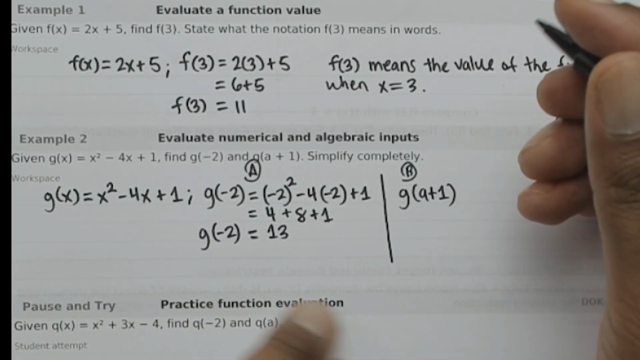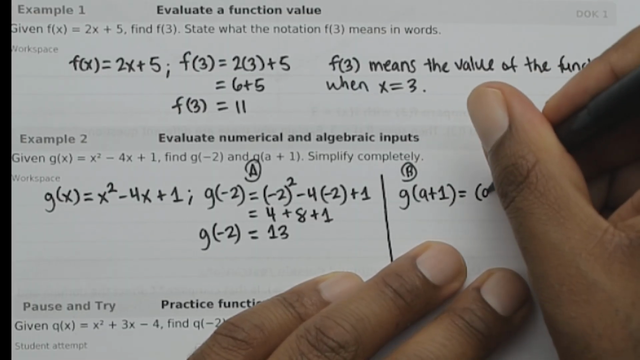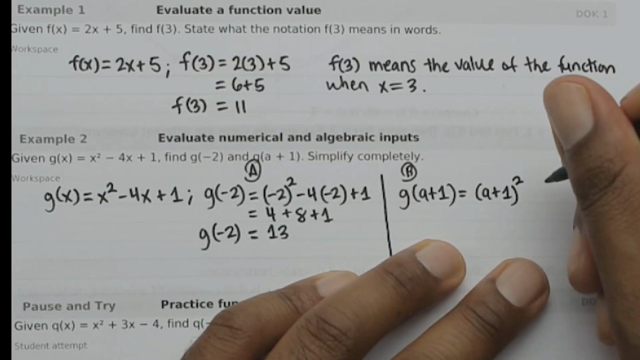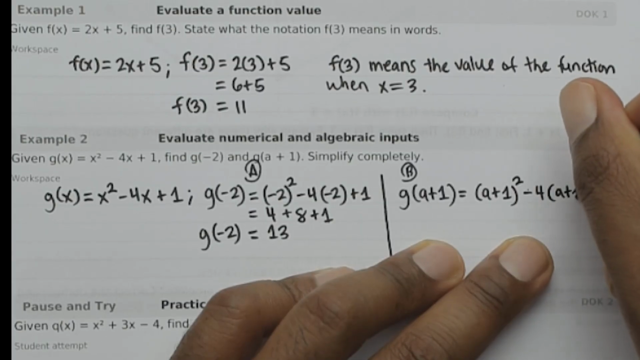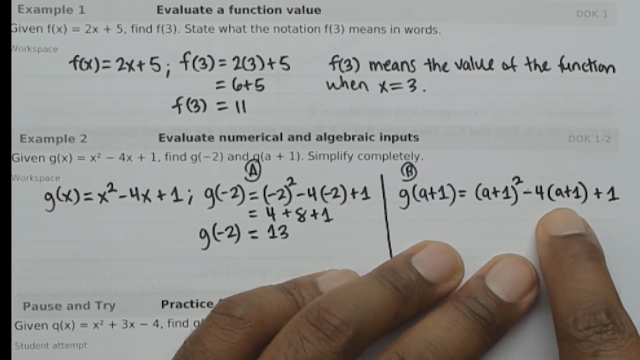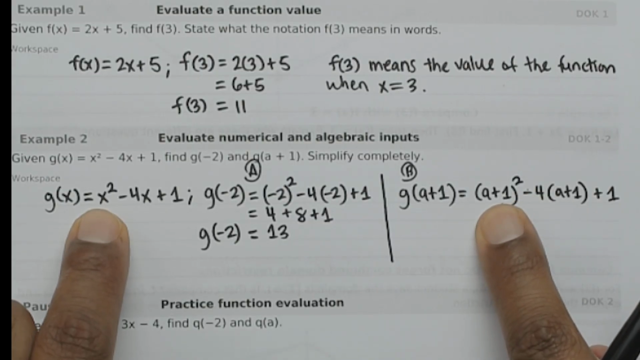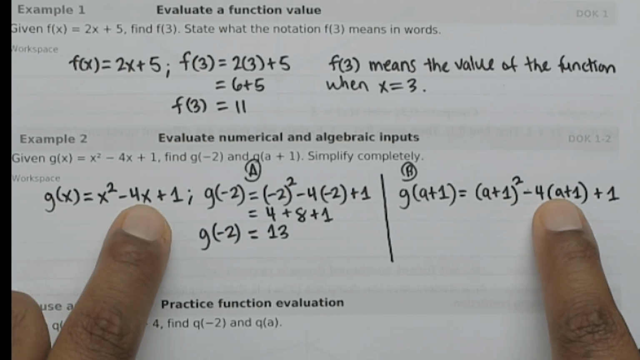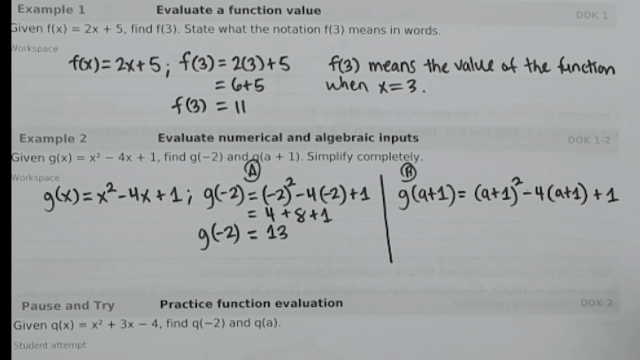Okay? So whereas the original was x squared, it's going to be a plus 1 squared. And then the next is minus 4x, so it's going to be minus 4 times a plus 1. And then plus 1. Okay, so notice I just substituted. So the original was x squared, so I substituted the expression for that and squared it. Then this is minus 4, parentheses a plus 1, and then plus 1. Okay. Then from here, we need to compute this.